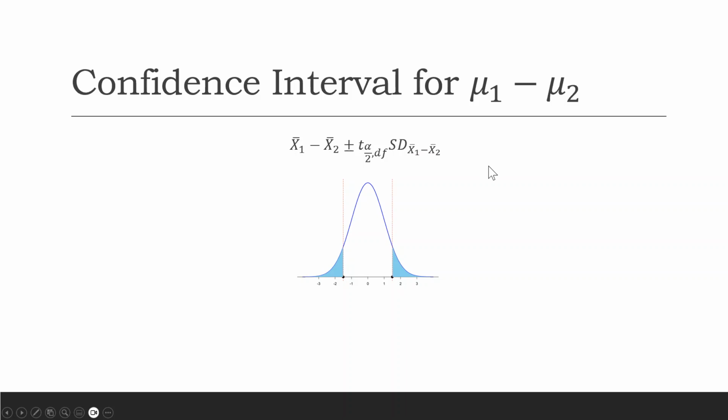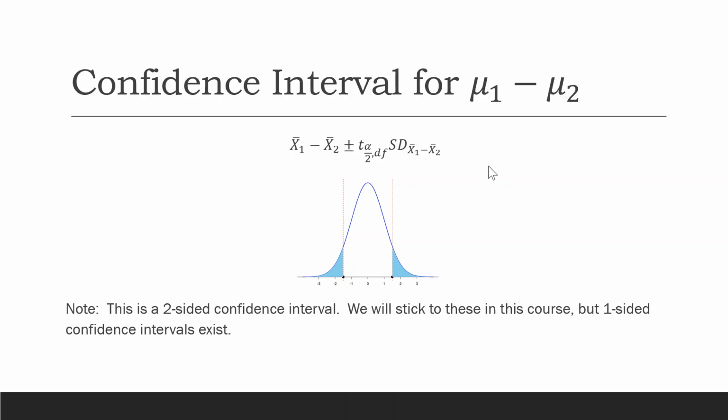Now, I do want to make a note here. This is a two-sided confidence interval. That means we're getting a lower bound and an upper bound, because we're going to be given two values here. If your alternative hypothesis is one-sided, meaning it's either a left-tailed or a right-tailed alternative, you can create a confidence interval that is one-sided. But generally, for what we're going to do in this course, we're going to construct two-sided confidence intervals. But do know that one-sided confidence intervals do exist.